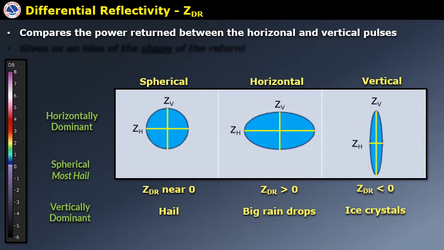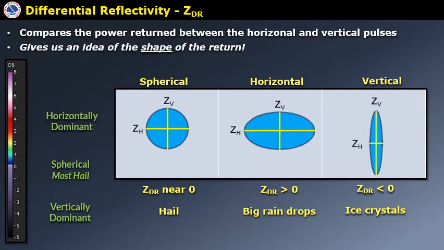The first dual pol product that we will talk about is the Differential Reflectivity product, or ZDR. Now, ZDR allows meteorologists to compare the power returned between the horizontal and the vertical pulses. Based on the ratio of horizontal power return to vertical power return, we can infer shapes and, in many instances, the type of meteorological targets. Note the following interpretations of ZDR are only valid for higher wavelength radars, such as those used by the NWS. Dual pol radar signatures on non-NWS radars can be different, especially at those smaller wavelength radars, such as the CASA network.